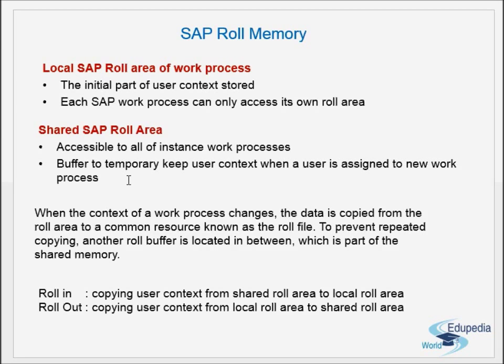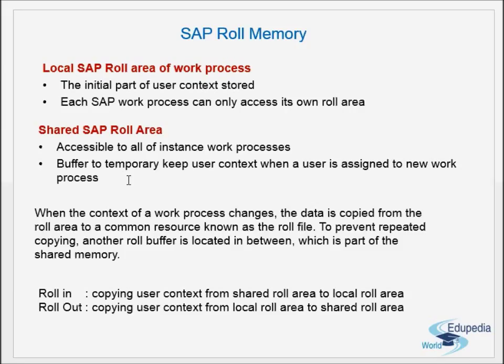When the context of a work process changes, the data is copied from the role area to a common resource known as the role file. To prevent repeated copying, the role buffer is located in between, which is part of the shared memory. So when there is a switch between work processes, that is work process multiplexing, the new work process which takes up your task has to get your user context from the other work process. So what happens when a work process completes a dialog step of a user?